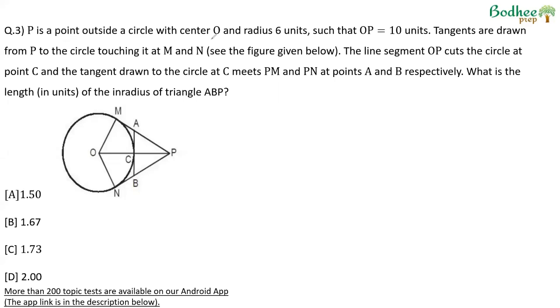P is a point outside the circle with center O and radius 6. The radius is 6, OM is 6, OC is 6, ON is 6. OP is 10. Therefore, CP can be 4, 6 radius plus 4. So OP becomes 10.